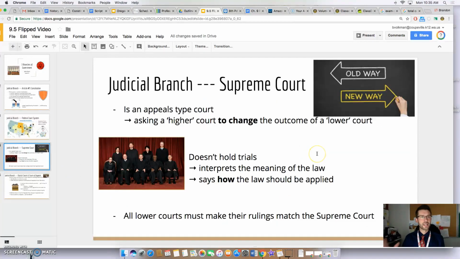With this idea, the Supreme Court doesn't hold trials to say who's guilty and who's not guilty. But what they do is they interpret the meaning of the law and they say how that law should be applied based upon the Constitution.